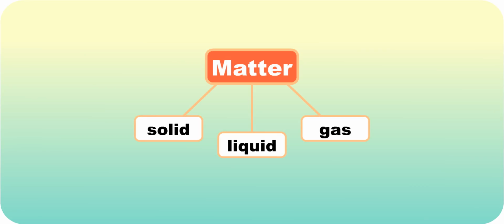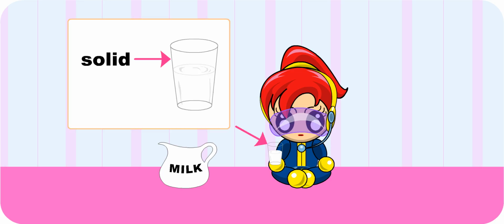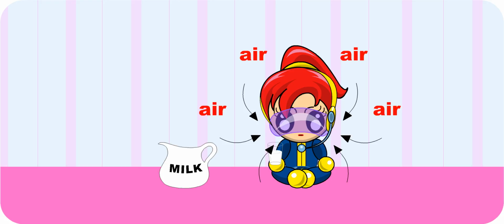Now, there are three states of matter. Matter can exist in various forms. Matter can be solid, liquid, or gas. The cup you drink your milk with is a solid. The milk you drink is liquid, and the air you breathe is gas.